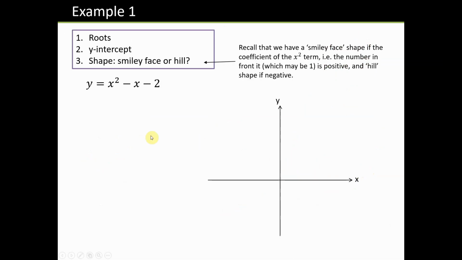So, example 1. I think I've got about 5 examples showing different types of things. I've got 2 questions for you to have a go at, and then I'm going to do one extension question at the end showing you about the turning point, just in case you're interested and you want to get everything at one stage.